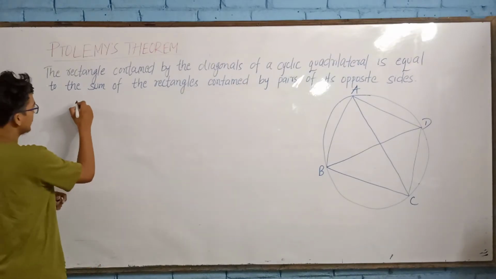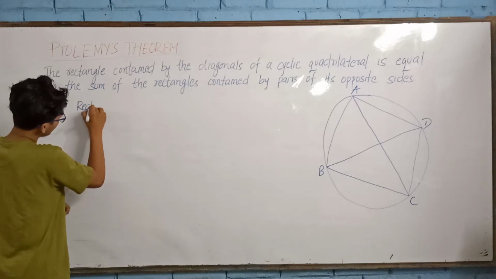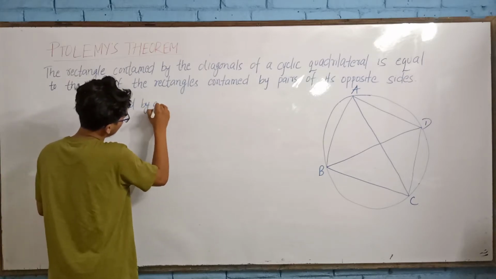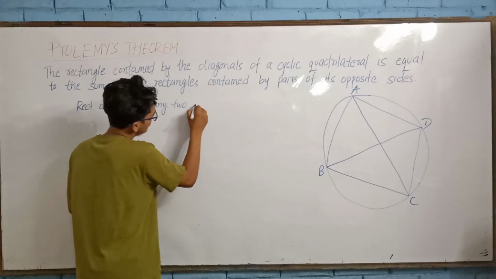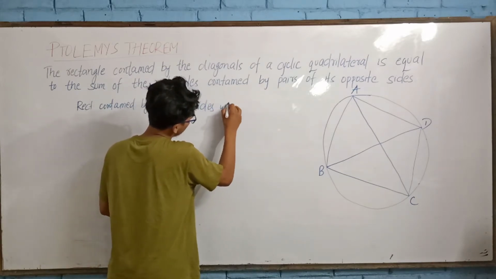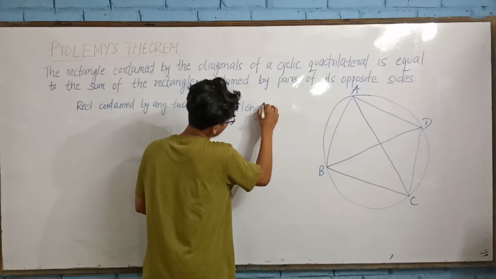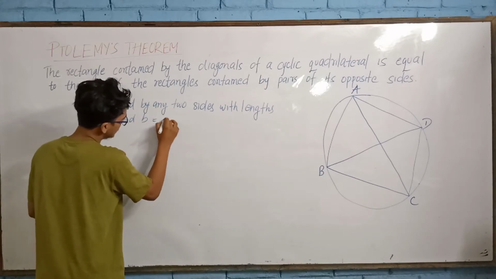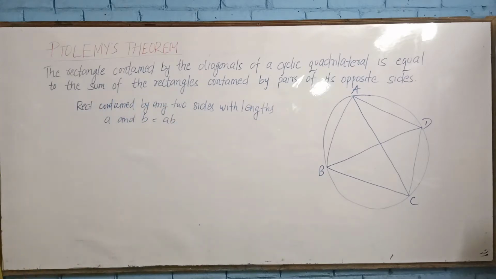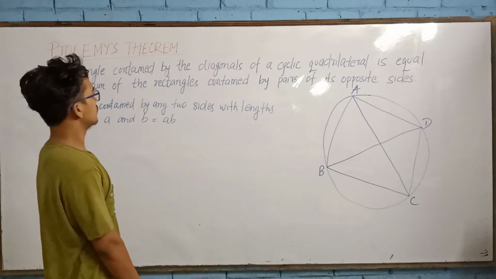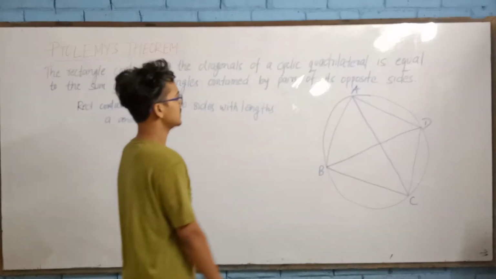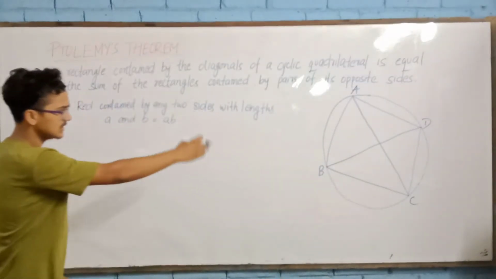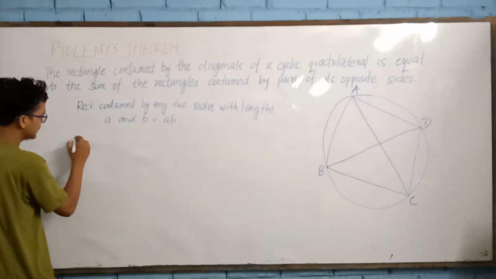So basically, the rectangle contained by any two sides with lengths A and B equals AB. So when we say the rectangle contained by the diagonals of a cyclic quadrilateral, we mean the product of the lengths of the two diagonals, that is, in this case, AC into BD.